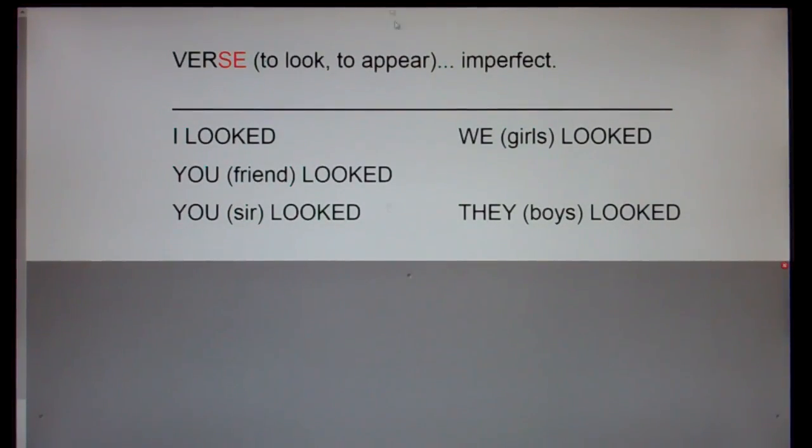This is the verb verse, which means to look or to appear in the imperfect, okay? Now it actually pops up quite a bit, like when I saw him, he looked tired, or when I saw her last week, she looked excited about being a new mother, okay?